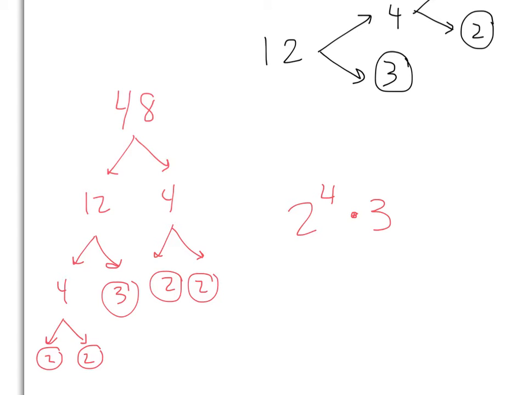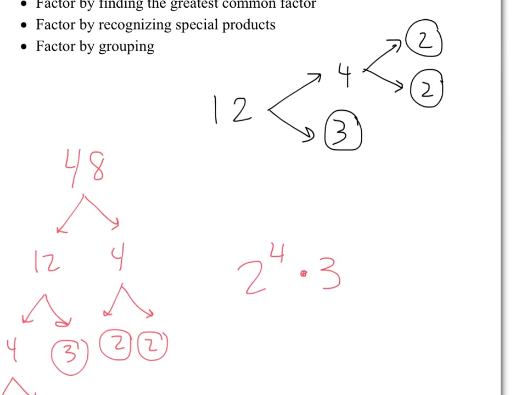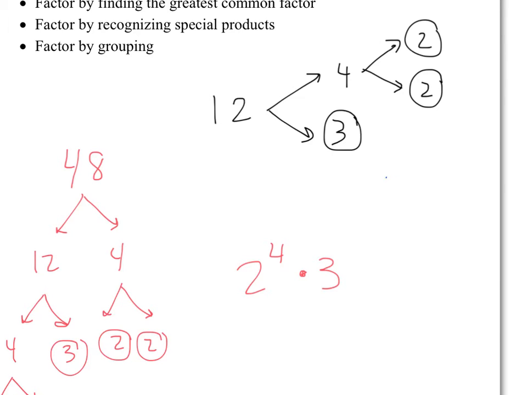So for the number 12 and 48, what would the common factors be? I'll write this one in blue. This would be 2 to the 2nd times 3, from here. And this goes over here. What would the common factors be? Be careful with your answer here.